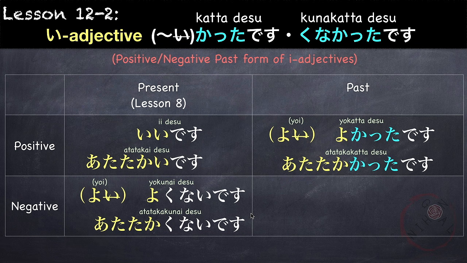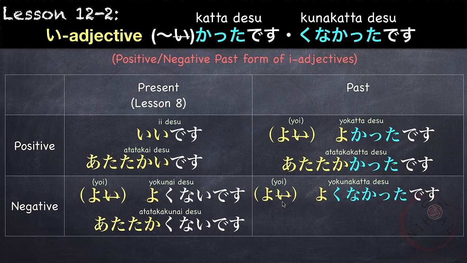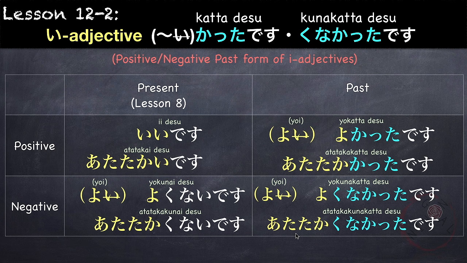For the negative form of the i-adjective, we remove the i and then add kunakattadesu. For example, yoi or yo kunakatta desu. Yokunakatta desu, was not good. For was not warm, we say atataka, and then we remove the i and then replace that with kunakatta. Atataka kunakatta desu, was not warm. Again, to form the positive and negative past form of an i-adjective, we remove the i and add katta for the positive and kunakatta for the negative.